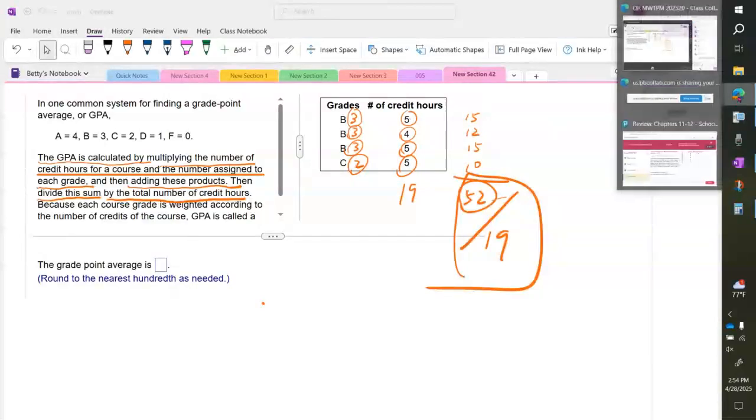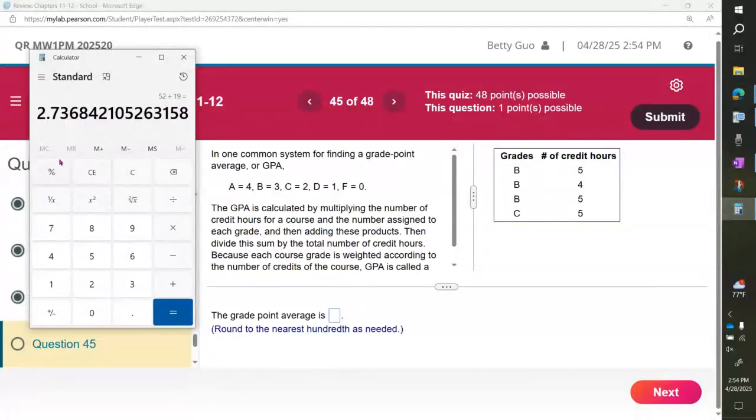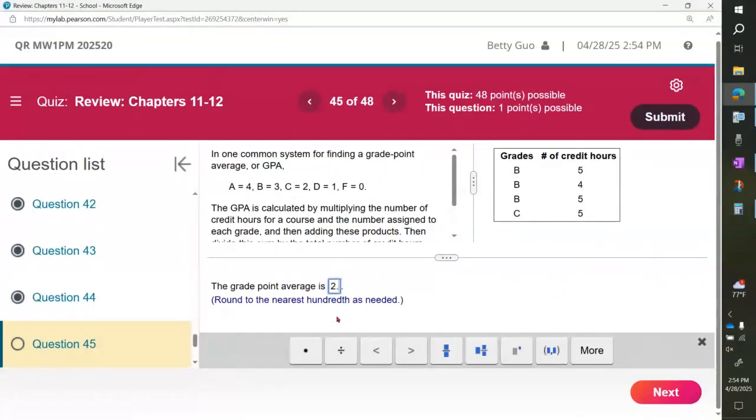Let's see how do we round it. Round to the nearest hundredth, so take 2 decimal places. 6 here is bigger than 5, so round it up. 2.74. That's the answer. 2.74.